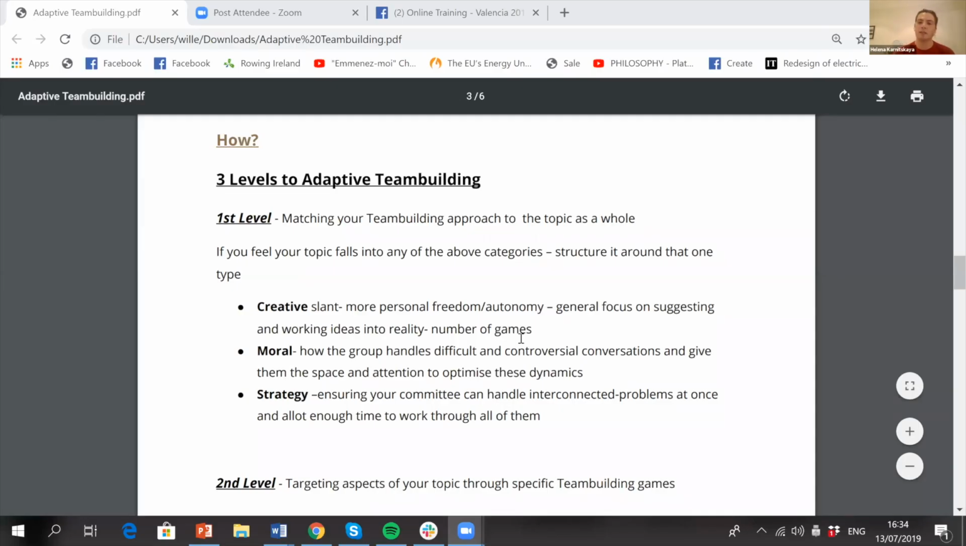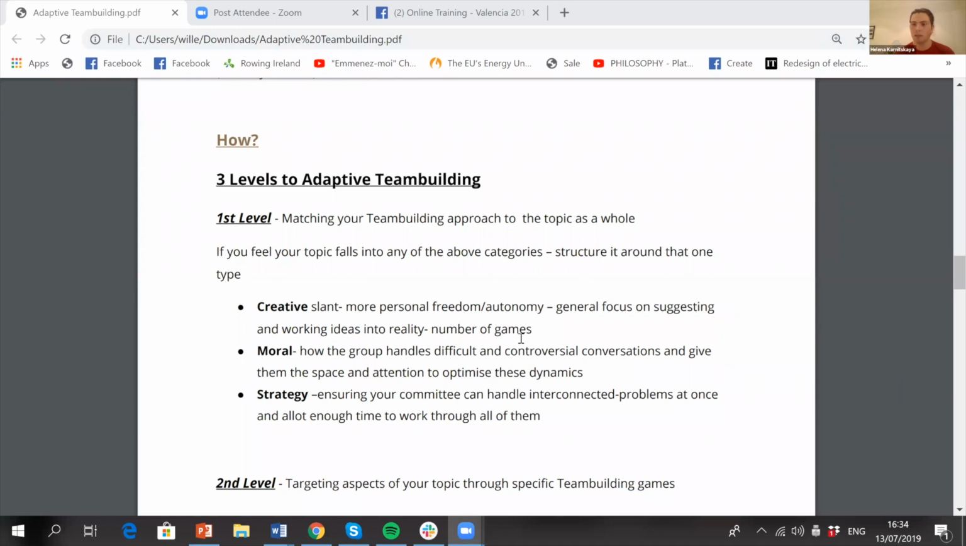So then we're going to move on to the second level, the step forward, the next thing you can do about how you can better adapt your team building to your topic. And the next level specifically is targeting aspects of your topic through specific team building games.